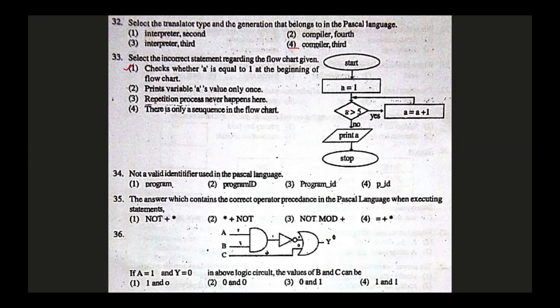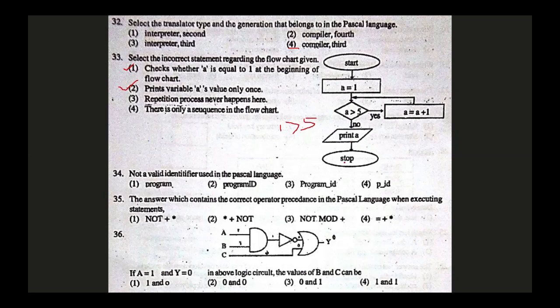You see here, and it goes here, A greater than 5. Is it greater? That means 1 greater than 5. Is this true or false? This is false. Then print A. Then that means this is also correct. Then the repetition process never happens here.